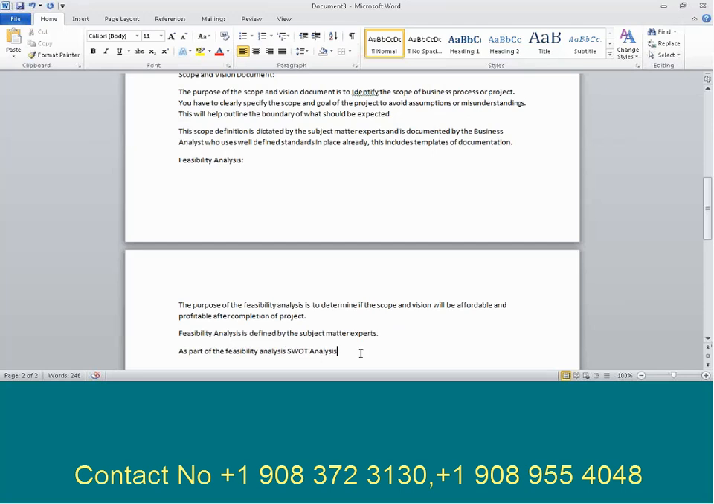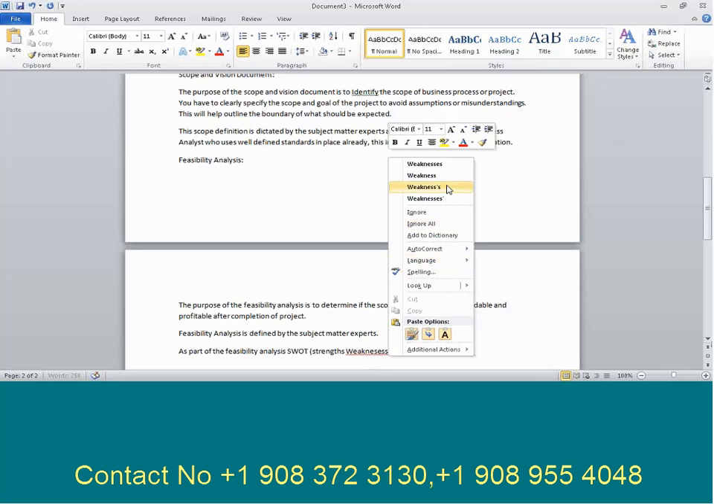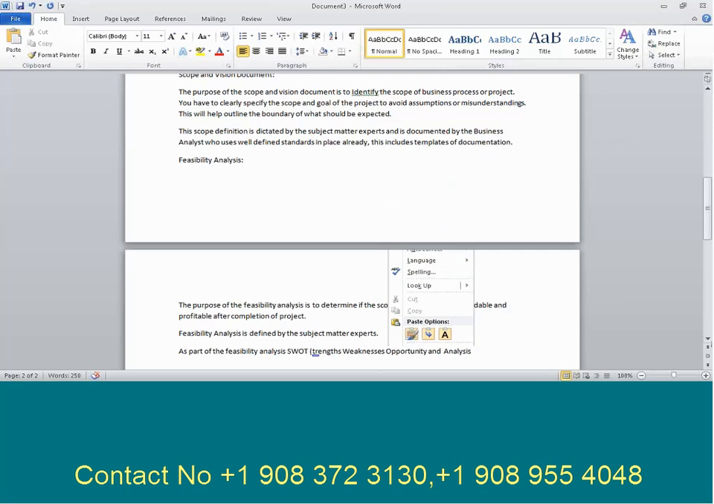Now, when the subject matter experts start analyzing the feasibility, the first thing they need to understand is, based on the business process that we have identified, what are the strengths of the organization that are going to add value to this project? What is our strength? I'm trying to come up with new ideas and automate new processes. But from the organization perspective, what are the strengths that are going to help us accomplish this? What is the value add? What are the strengths that we can utilize?